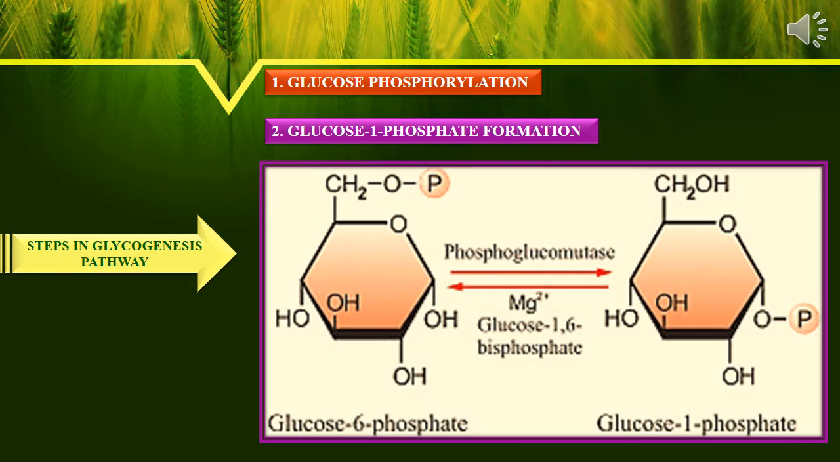From 6-phosphate, how is 1-phosphate formed? By means of a mutation process, with phosphoglucomutase as the enzyme, glucose 6-phosphate is converted to glucose 1-phosphate with the help of the magnesium cofactor.